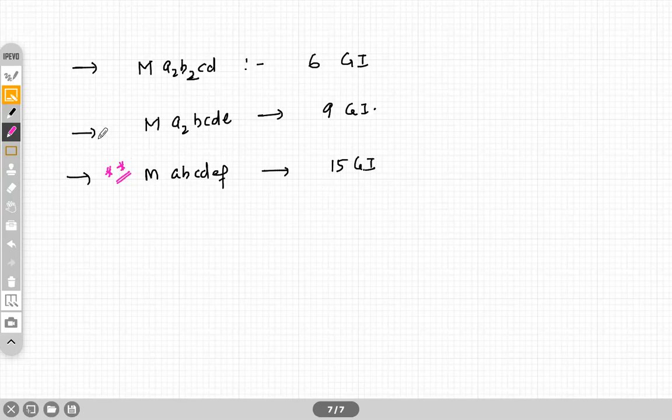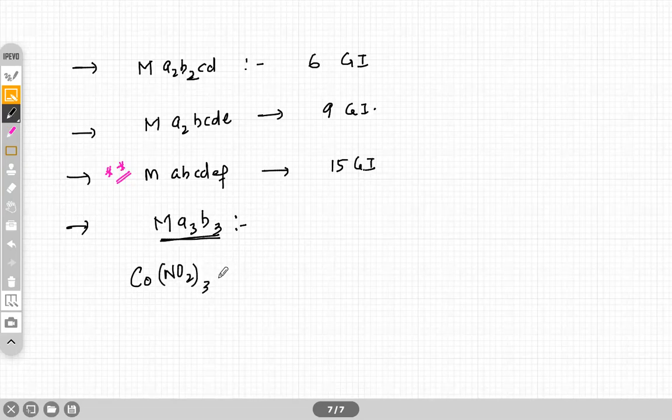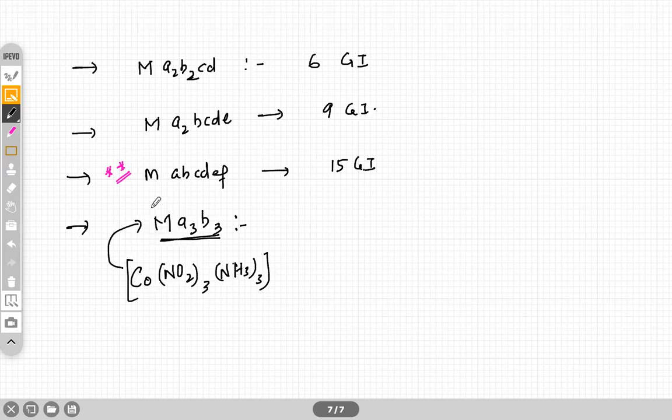One important example here, the last one, is this. We have MA3B3 type, and they've asked this many times in the exam. For example, we have Co(NO2)3(NH3)3. Whenever you get this kind of question, you represent it this way, then it will be easier for you to analyze. The molecule is this, and this is the representation we have.